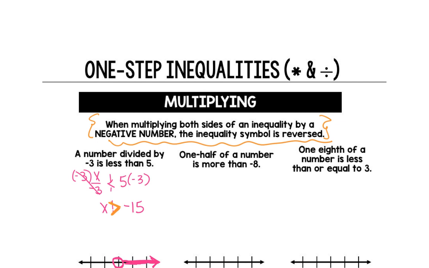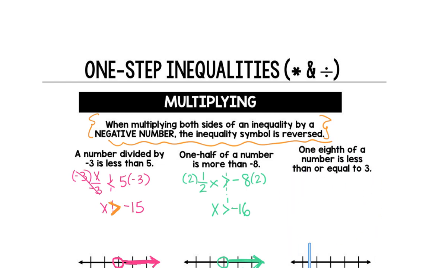The next example, 1/2 of a number is more than -8. To solve this inequality, I'm going to multiply by 2 on both sides. Now, because I am multiplying, the number I am multiplying both sides by is not negative. Even though this one is negative, this is the one we're looking at. We do not need to flip the inequality sign, so I get x is greater than -16. So I have -16, -15, -14, open circle, shade to the right.